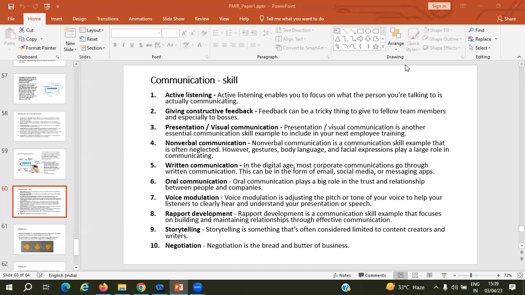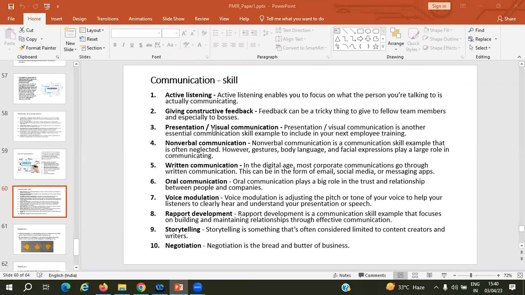Or you are indicating something. That means you are trying to express something with non-verbal communication. Non-verbal communication is a communication skill example that is often neglected. However, gesture, body language, and facial expression play a large role in communicating. So whatever you are expressing through your face, through your hand, through your mouth, through your eyes, that means a lot. That is one type of communication.